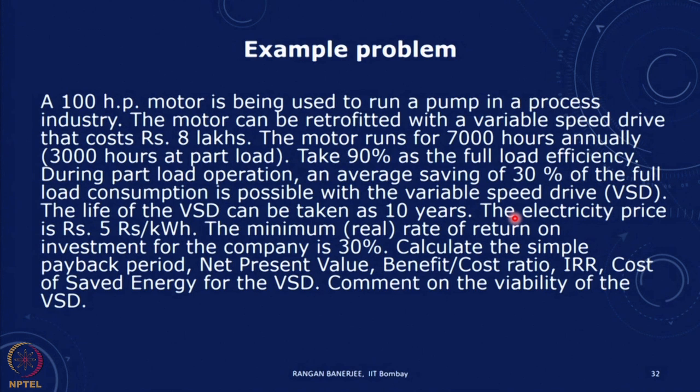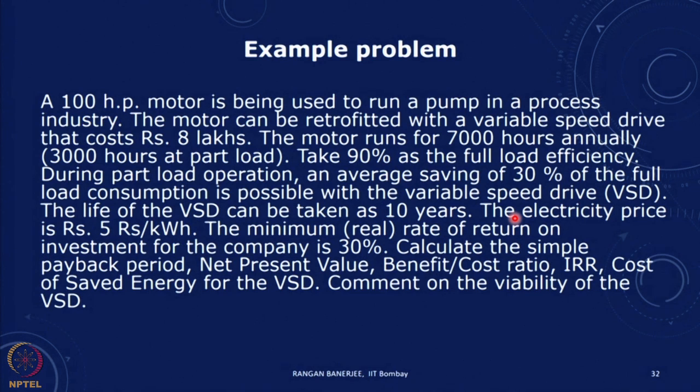And the life of the VSD is given. The electricity price is 5 rupees per kilowatt hour. The discount rate is given to you as 30%. We want to calculate the simple payback period, net present value, benefit by cost ratio, and internal rate of return.